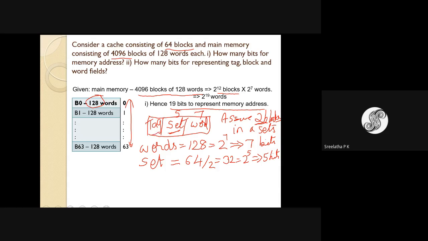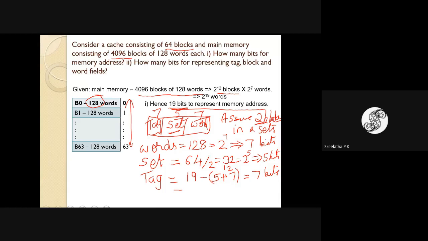And for representing the tag, how many bits are required? Total number of bits for representing the address is 19. So 19 minus 5 and 7. 19 minus 5 plus 7 is 12. And here it is 7 bits. Correct? Yes, okay ma'am. 7 bits for representing the tag.